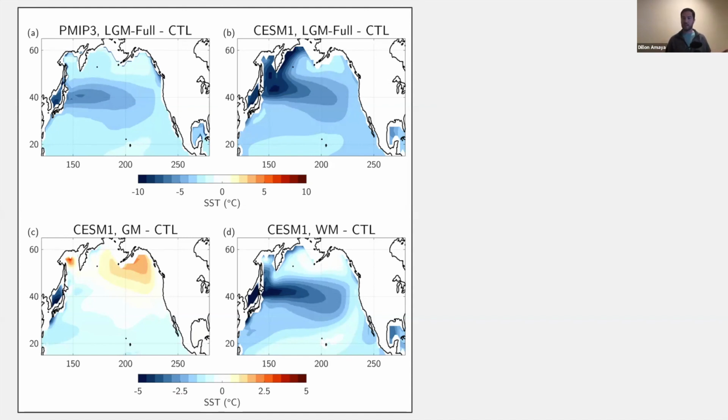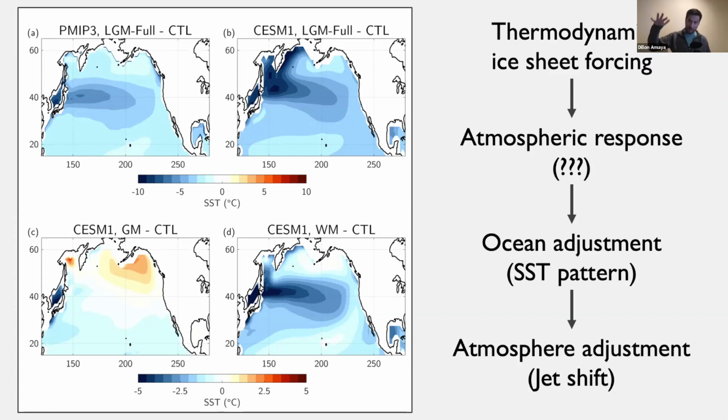And it's kind of complicated to do that when the atmosphere is driving the ocean, but I'm also claiming that the ocean is driving the atmosphere. So really we need to decompose it through this sort of little flow chart here, right? We have an ice sheet, it has thermodynamic forcing. There is some atmospheric response to that forcing, which is currently, as I'm in the middle of this presentation, unknown. The ocean will adjust to that atmospheric response to the ice sheet. And that gives you an SST pattern.